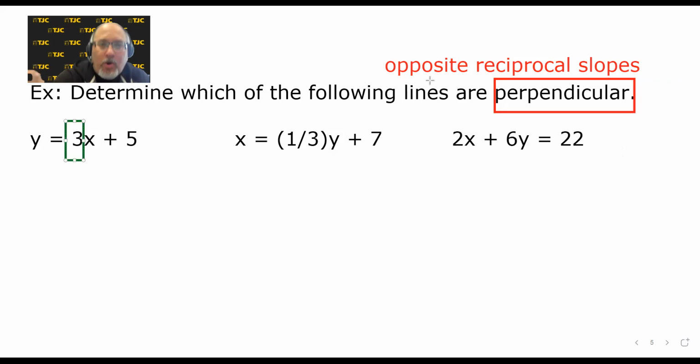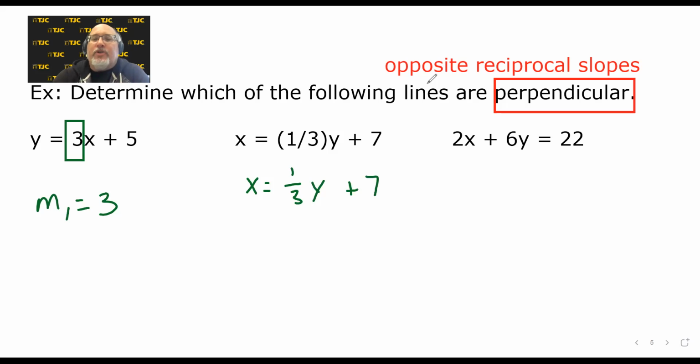Now, luckily, the first equation is in slope-intercept form, so we can see its slope right here. Let's just call that M1. The first slope is 3. What's the slope of the second equation? x equals 1/3 y plus 7. If you said 1/3, I fooled you, because this line is not in slope-intercept form.